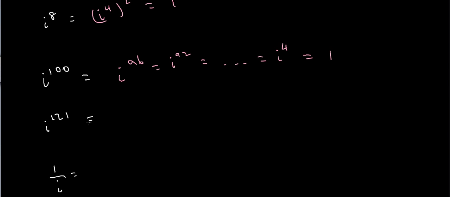Likewise with i to the 121, I know that if I subtract a multiple of 4 from this, it will be the same answer. So i to the 121 is the same as i to the 21, because I can subtract 100, which is a multiple of 4, and then I can subtract 20, which is again a multiple of 4, from the index. It won't change the answer. That's the same as i to the 1, which is i. So i to the 121 is i.